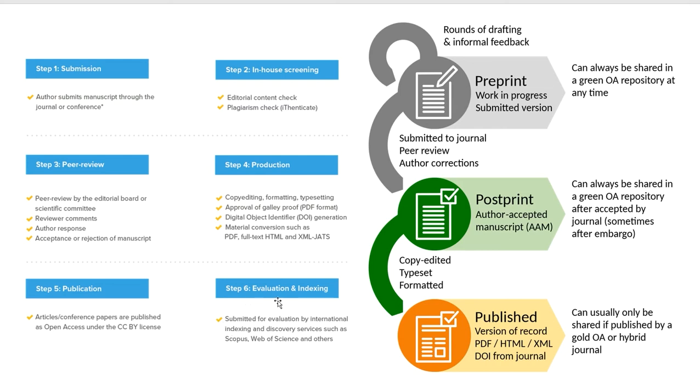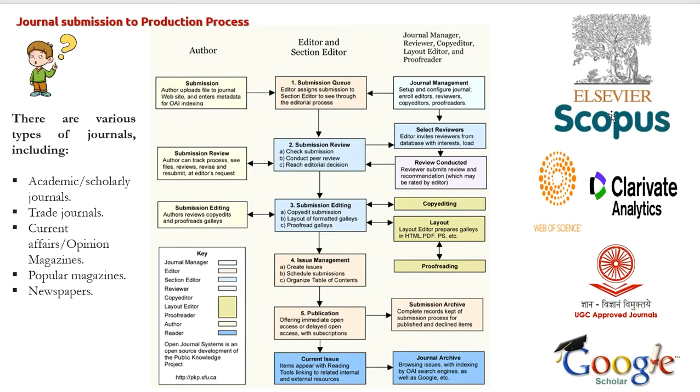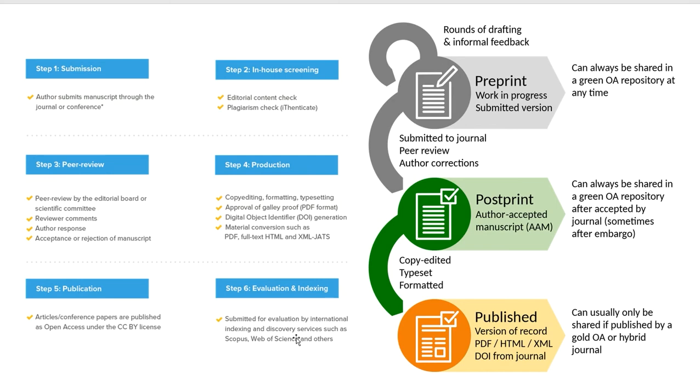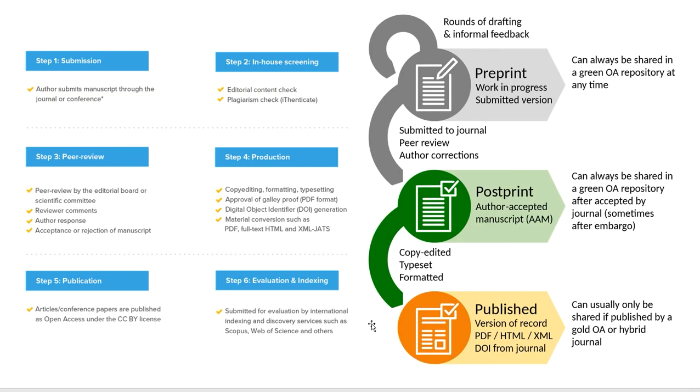Then evaluation and indexing. After publication, the work is submitted for evaluation by international indexing companies and platforms, such as Scopus, the Web of Science group including ESCI and SCI, UGC approved journals, and finally Google Scholar. Discovery servers such as Scopus and Web of Science, and SCI journals, also provide indexing.